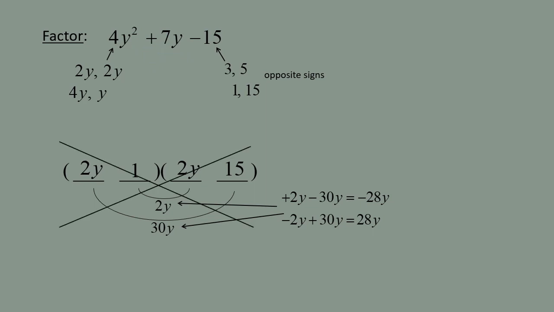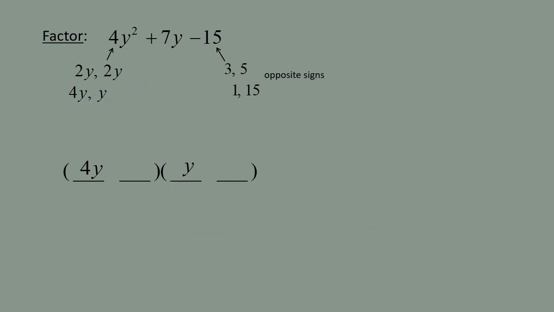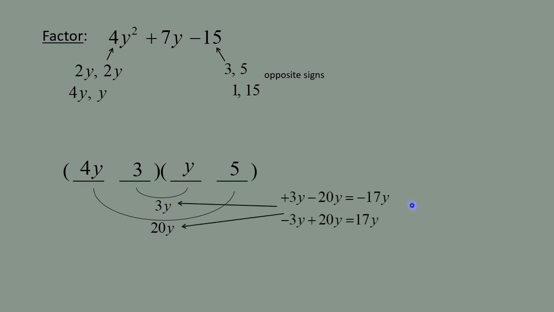And again, changing the order on the 1 and the 15 will not make a difference when the first two factors are the same. And that means that none of the factors for 15 work with the factors 2y and 2y. So now we need to try the other pair of factors, 4y and 1y. For the factors of 15, let's start with the 3 and the 5. Again, we'll have one positive and one negative. So we have the product of the inner terms and the product of the outer terms with opposite signs. And that means we either get a positive or a negative 17y for the middle term with this combination. Neither of those gives us the positive 7y that we need.